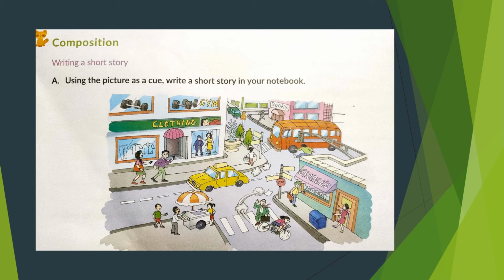Coming to the composition part, here is a picture cue for you. You have to write a short story in your notebook. I've told you to maintain a vocab and writing copy. Do this and that.